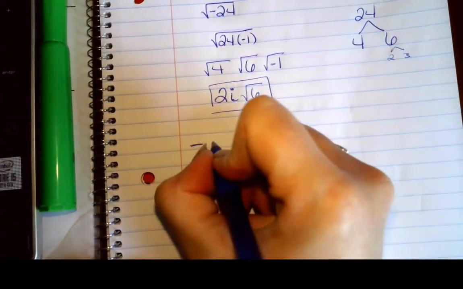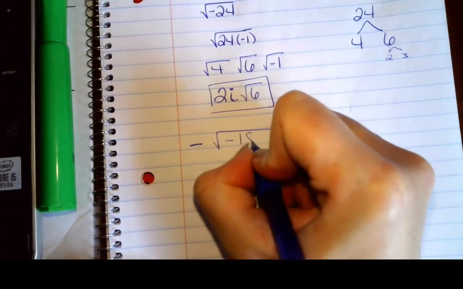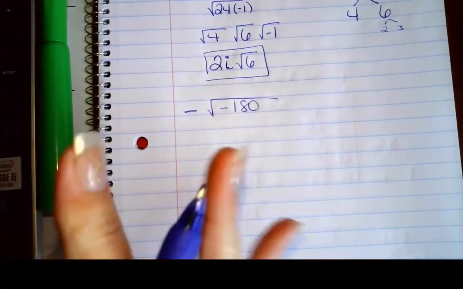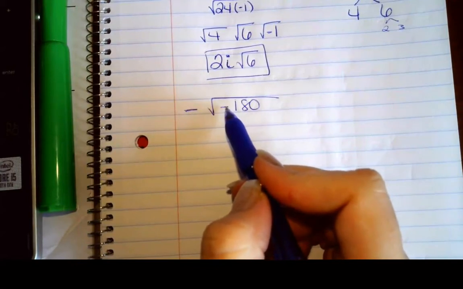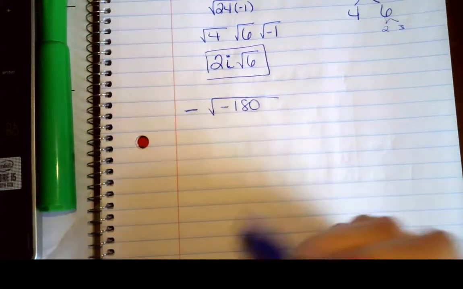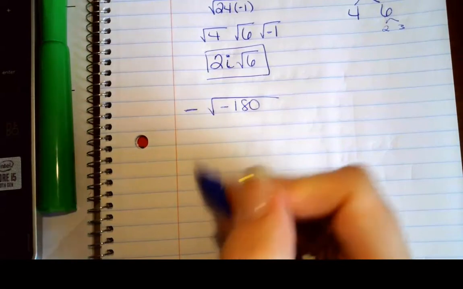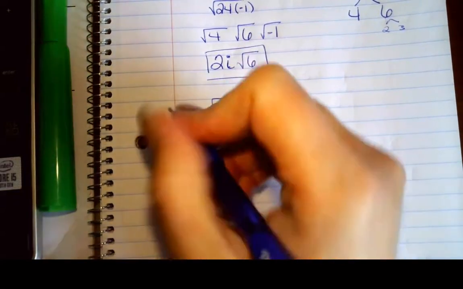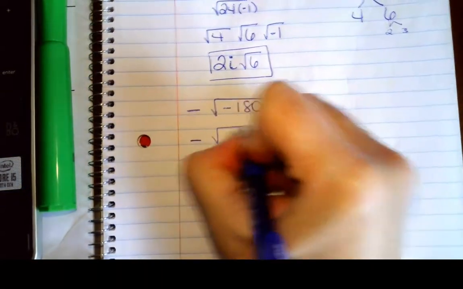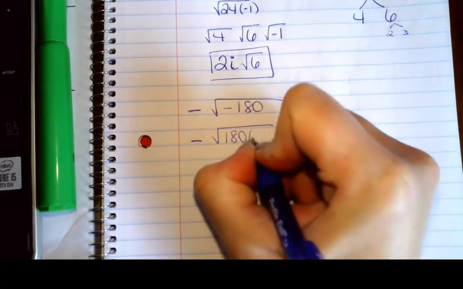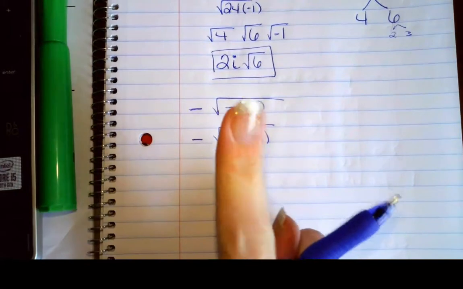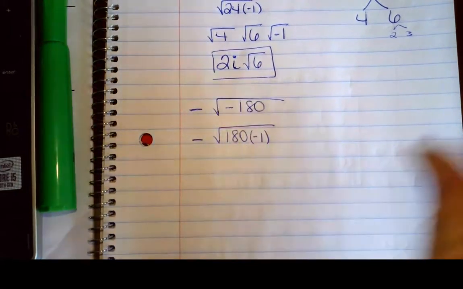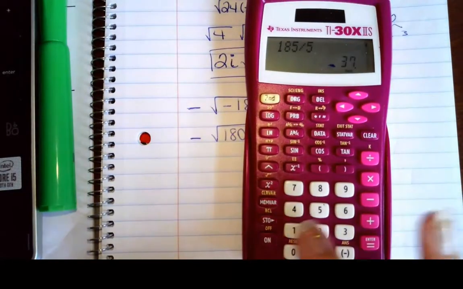So I have 2 times i times the square root of 6. All right, I have negative times the square root of negative 180. Again, I see a negative inside my radical. Don't let this one throw you off. The negative out front is just going to come along for the ride. Okay? So the next thing I see is, now I've got 180 times negative 1. Well, I know that 4 will go into 180. So let's try and start breaking this down.